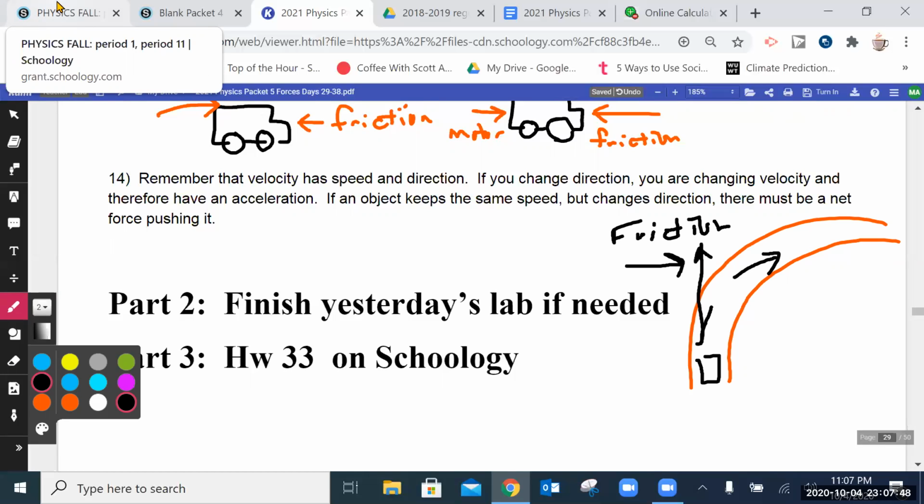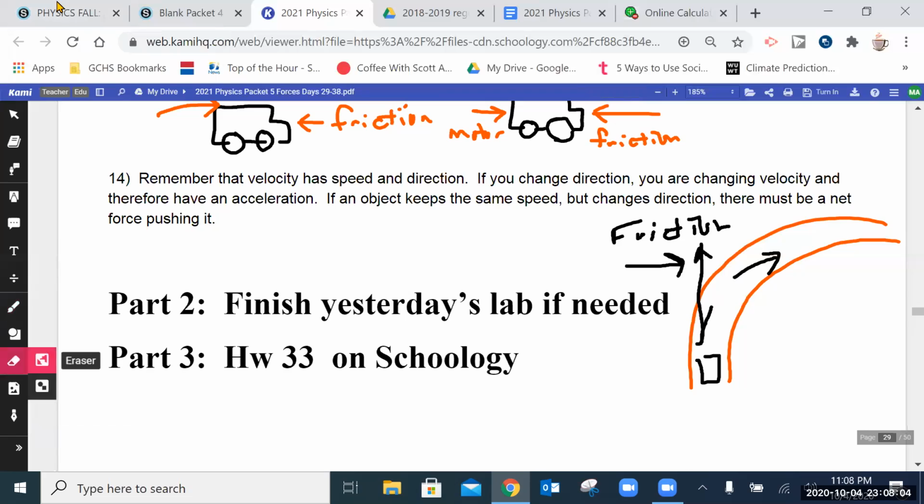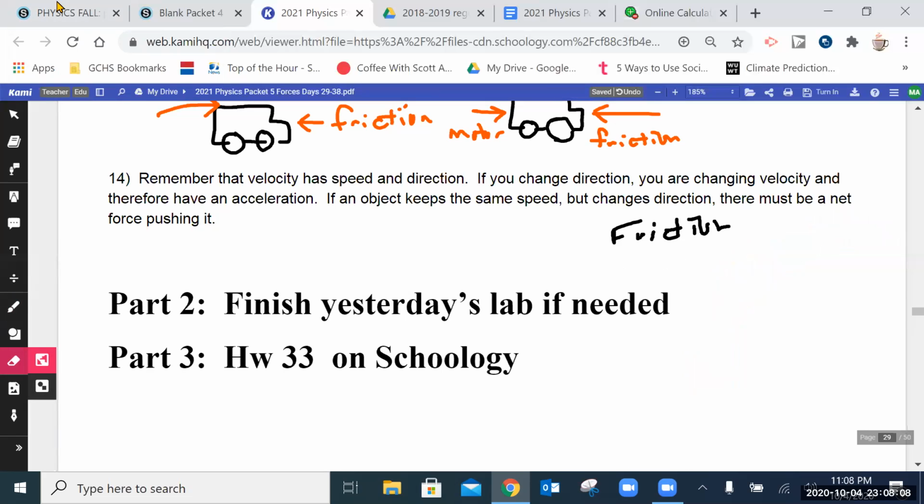So once again, I'm just trying to get to the idea that you have to have a force to change the speed or direction of the car. This force that changes the direction will result in what we call an acceleration, even though the speedometer will read the same thing. It is still a change in direction.